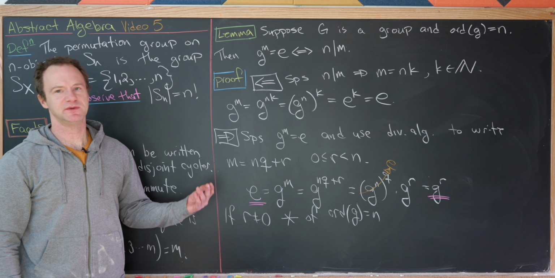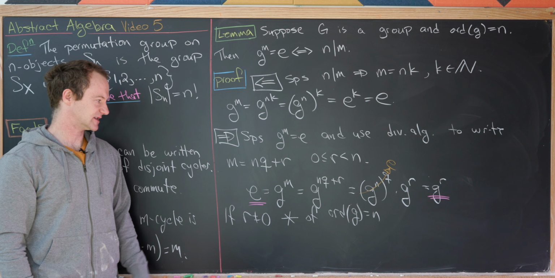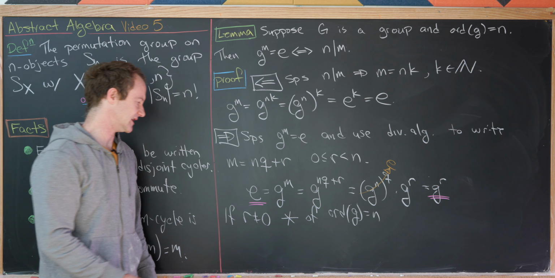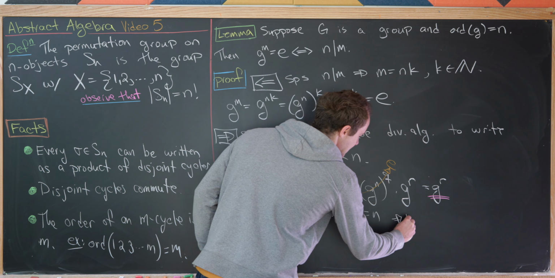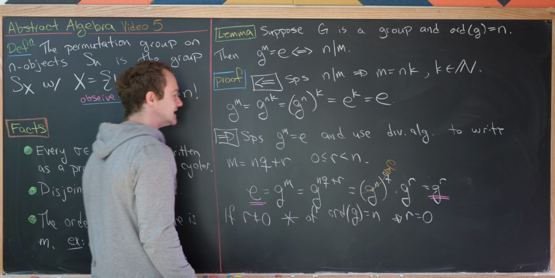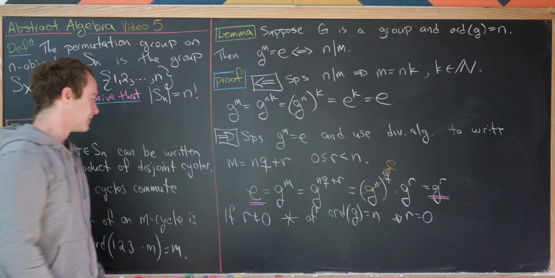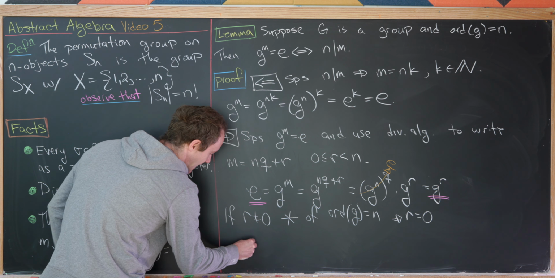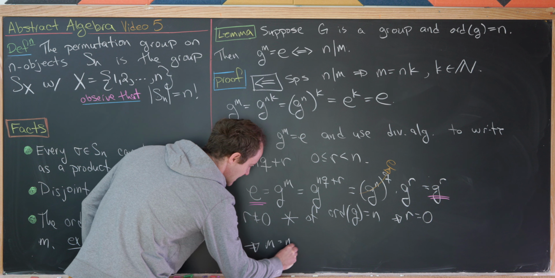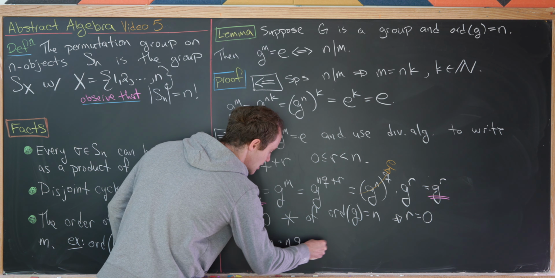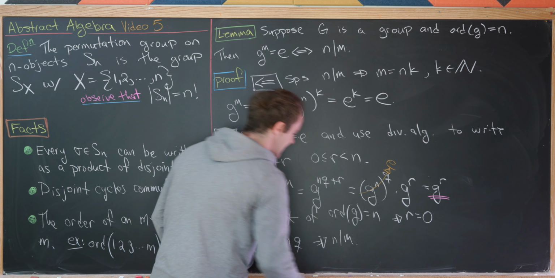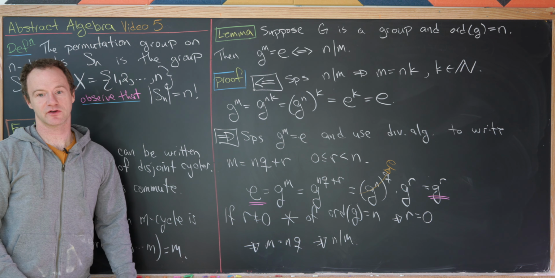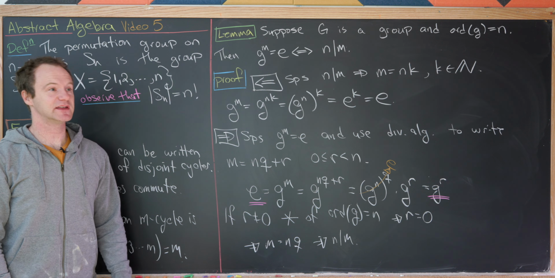Because n is supposed to be the smallest natural number that makes this happen, but r is strictly less than n. But since r not equal to 0 gives us a contradiction, that tells us that r must indeed be equal to 0. But now if we rewrite this line with r equals 0, we have m equals n times q, which is exactly the condition for n to divide m as needed for this other direction. Okay, so now let's apply this to cycles.